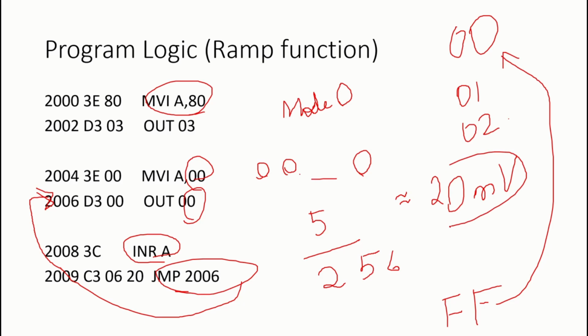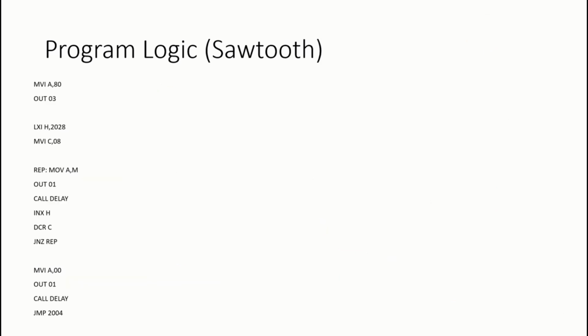So the output voltage gradually starts becoming FF, and then it goes back to 0, which would finally create a ramp waveform. Now let's look at the program for the sawtooth waveform.